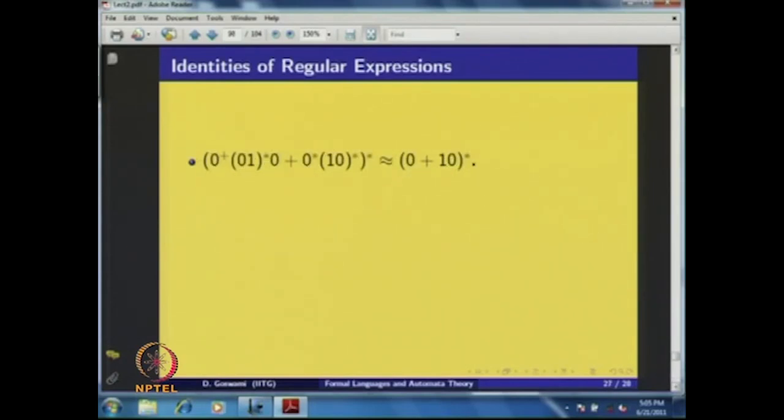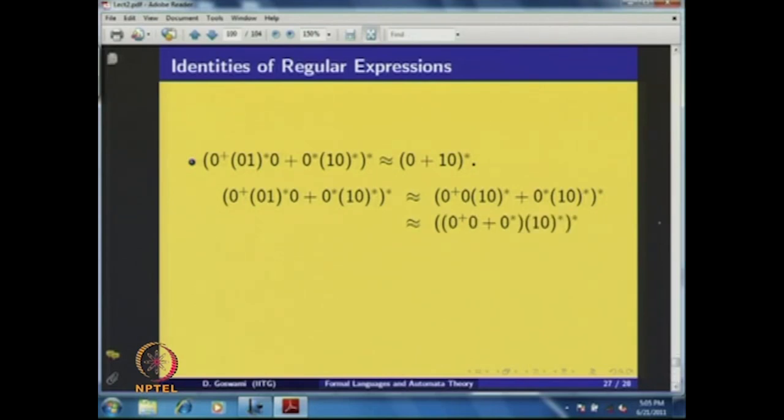Similarly, we can show that these two regular expressions are equivalent by using the following steps. So, in the first step, we have got from this expression this equivalent expression. From this, we can use the regular expression properties to get eventually this expression, and finally, this can be written as 0 plus 1 0 star.